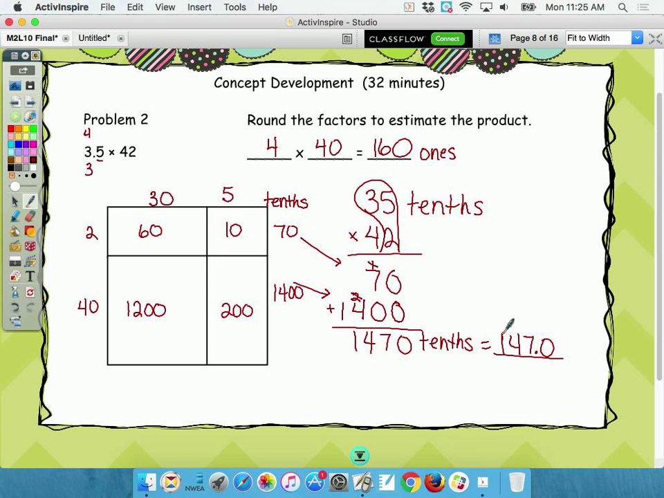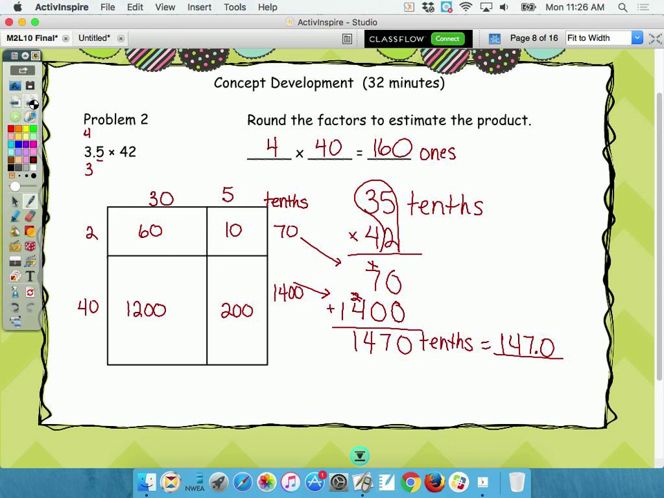Now, when you get to your exit ticket, kids are forgetting things. They forgot to write tenths, which makes it wrong. Some kids put the decimal and wrote tenths. That makes it incorrect. So you have to take a look at these steps so you don't leave any off. All right? Nothing on your exit ticket is harder than this. This is as hard as it gets.